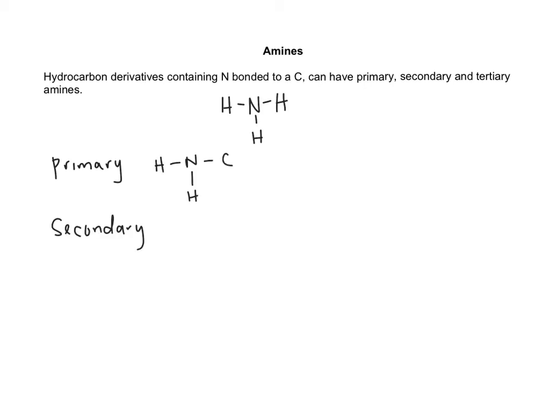So a secondary amine has two carbons attached to the nitrogen. So there's one hydrogen still there. And a tertiary will have three carbons attached to the nitrogen.